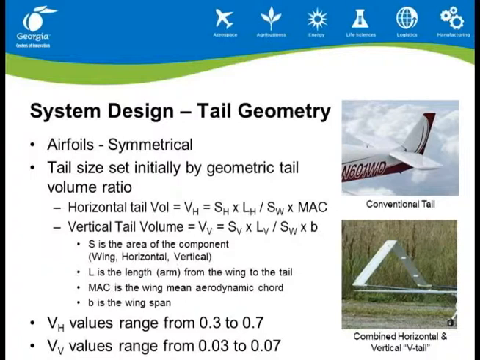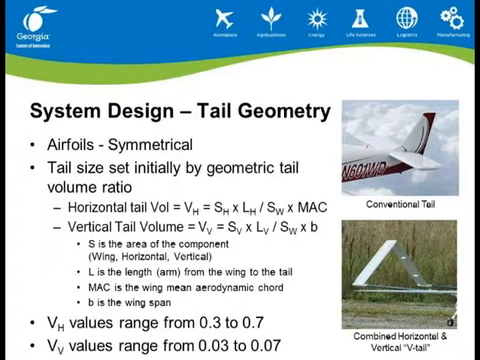The tail volume coefficient normally for the horizontal tail is anywhere from 0.3 to 0.7. That gives good controllability for vehicles. And for the vertical tail, it's 0.03 to 0.07. You can feed those into the equations, and if you know your arm, you can then pop out what the area of your tail should be.